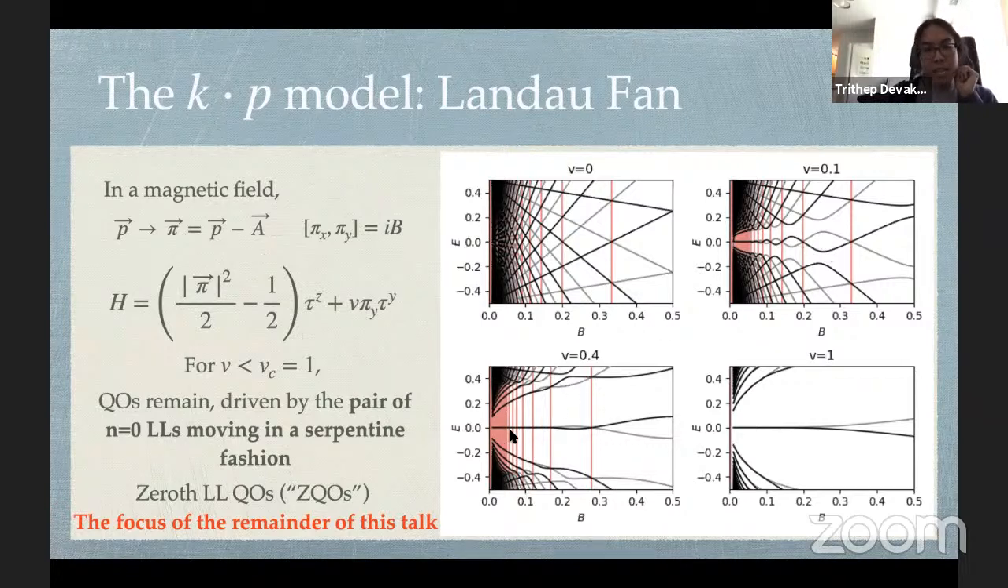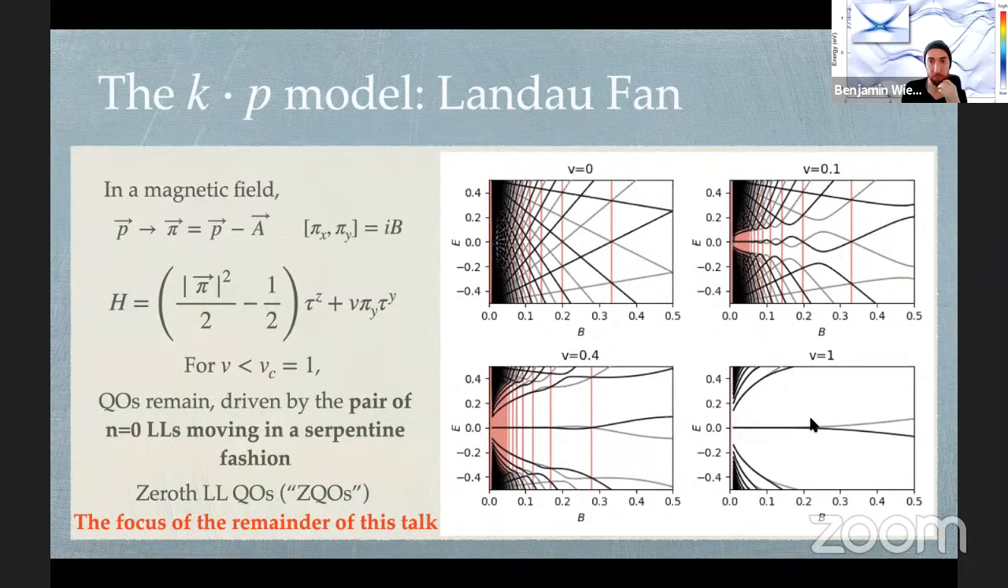As you increase v, now v equals 0.4, you see there's a very well-formed square root of B dispersion at low fields, but there's still some oscillation that remains. And now these red lines, I actually show the crossings of the zero energy states. So even though here it looks like they're exactly at zero, they're actually oscillating about each other. It's just the magnitude of the oscillation becomes very small as you go to low field. And when you go to v equals 1, there are actually no more crossings anymore. They just monotonically get further and further away from each other.